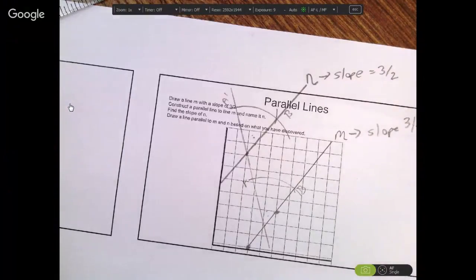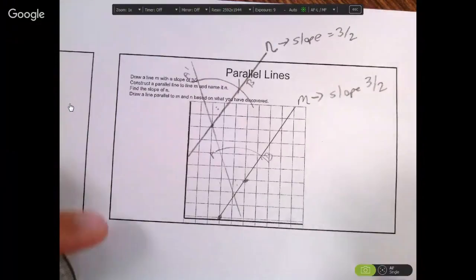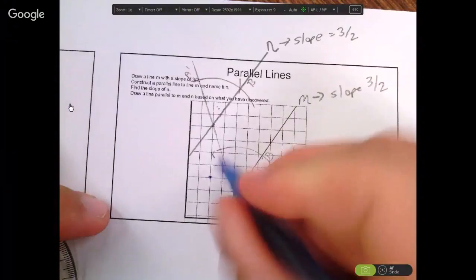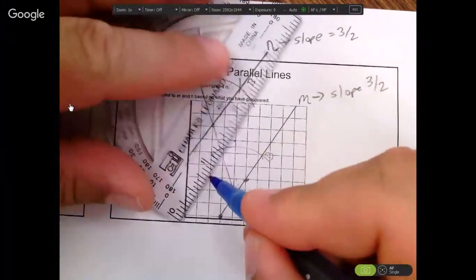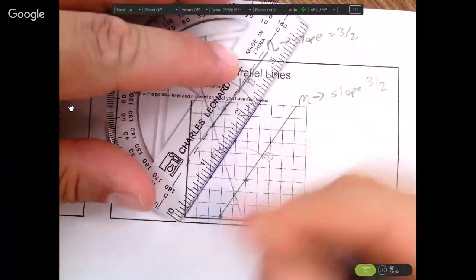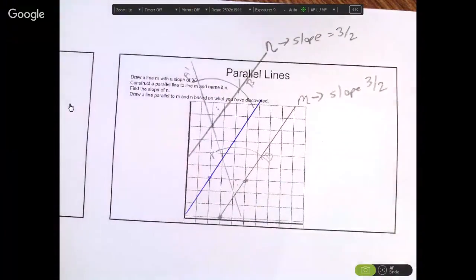So what did we discover? And many of you I heard already saying that you knew this. That the slopes are exactly the same. Slopes are exactly the same of what? Parallel lines. If you have parallel lines, they have the same slope. So when I ask you to make another one, all you have to do is pick a point and do the same slope. Up 3/2, it doesn't really matter. As long as I follow that rule, I can create as many parallel lines as I want, as long as they have the same slope.